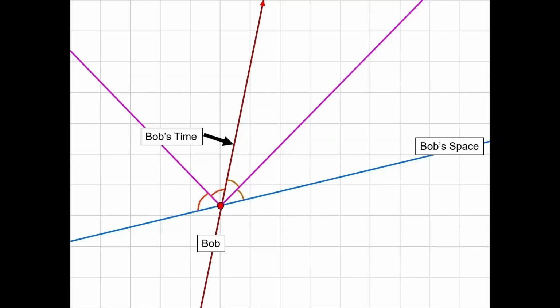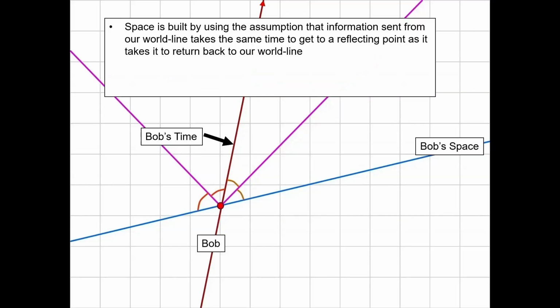Again, we can prove this out of geometrical considerations and show that this feature is the result of how we define space by using the assumption that information sent from our world line takes the same time to get to a reflecting point as it takes it to return back to our world line. And this assumption and the simultaneity line that we built using it, which we call space, tells us that an information track is always half the angle between the space and the time that we look at.